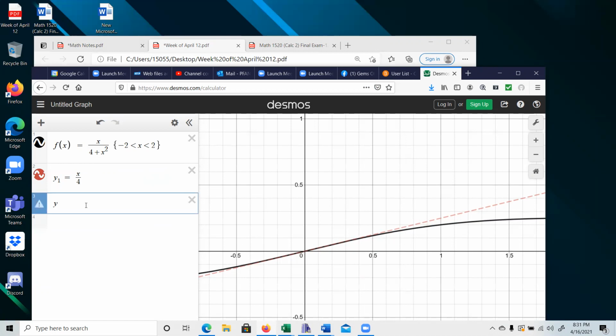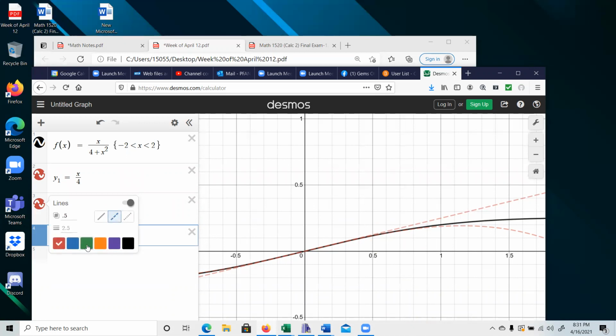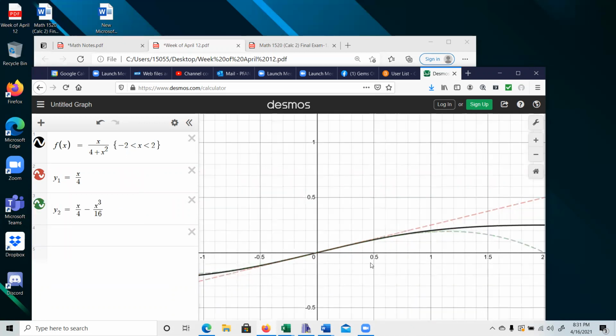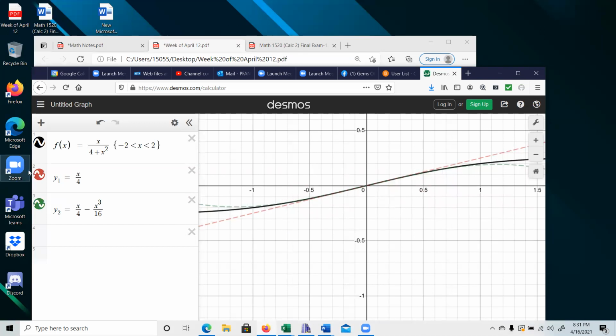What if I do y2 equal to x over 4, what was the next one? It was minus x cubed over, I think it was 16, wasn't it? And again, we'll do the same thing here. We'll go ahead and change this to a 0.5, and let's change this color to a green. It's fainter. Let me get rid of that, that may have been too much. Let's go with 0.7.